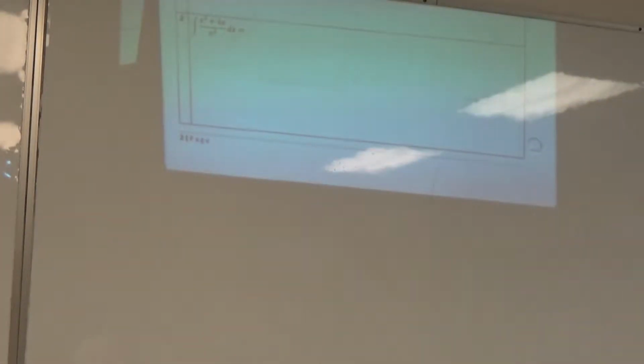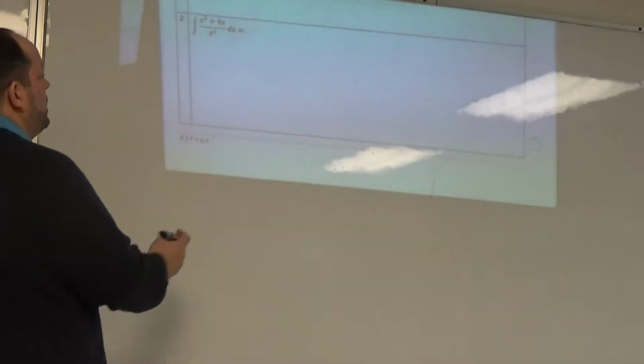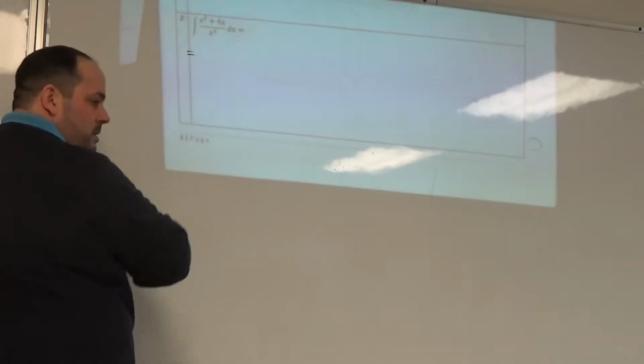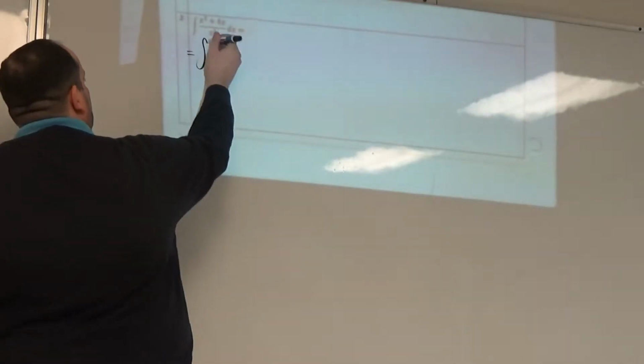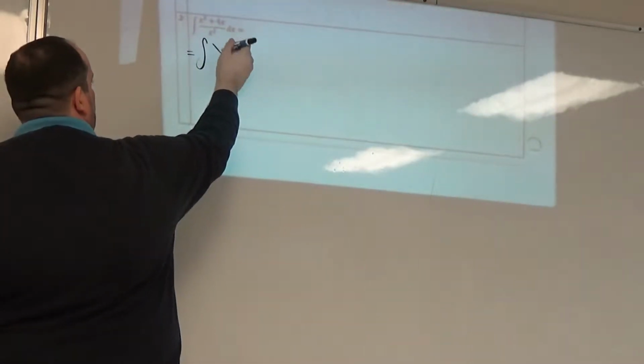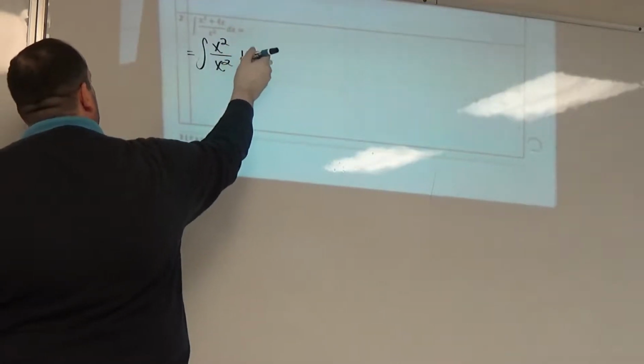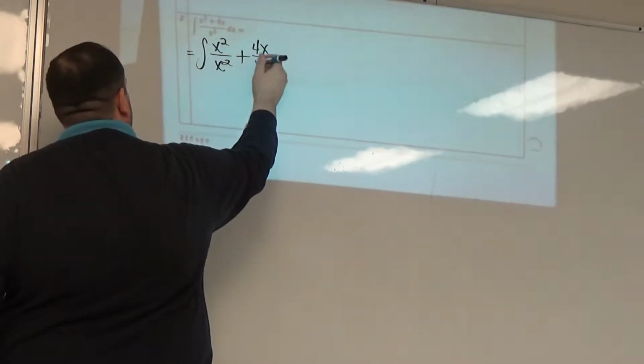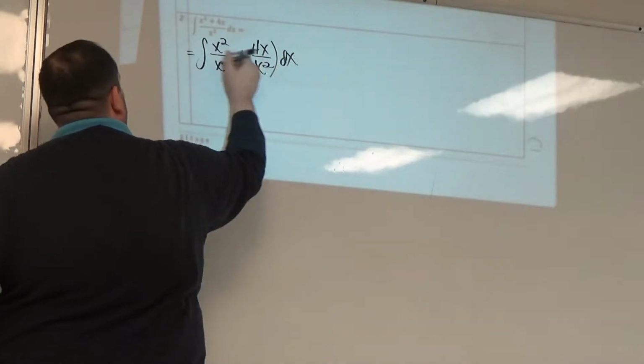So, legal stuff. What's the legal thing you could do? Ron Beer, what's a legal thing that you could do? You can rewrite. Tell me how you're going to rewrite. You're going to separate the x squared. Tell me how you're going to do it. X squared over x squared plus 4x over x squared with respect to x.